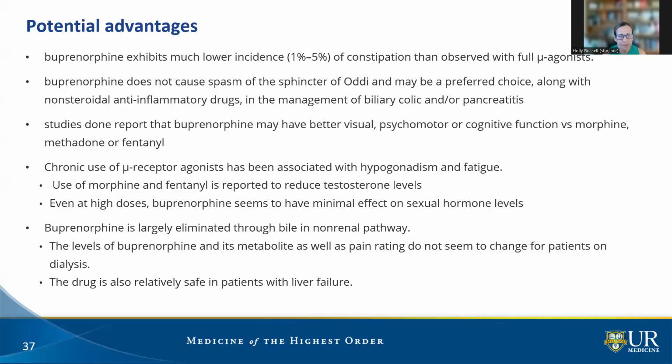As I mentioned earlier, the use of morphine and fentanyl is reported to reduce testosterone levels, while at high doses, buprenorphine does not seem to have an effect on sexual hormone levels. It is largely eliminated through bile in a non-renal pathway. So the levels of buprenorphine and its metabolite, as well as pain ratings, do not seem to change for patients on dialysis. And the drug is relatively safe in patients with liver failure. As I mentioned earlier, you would use a lower dose.